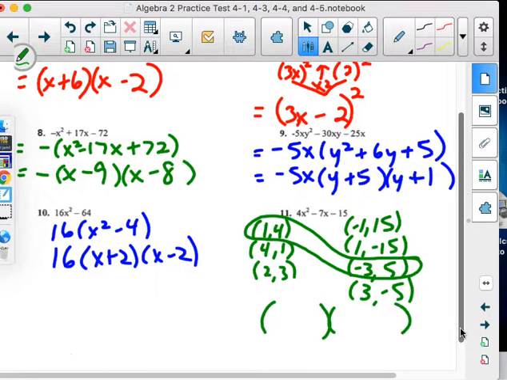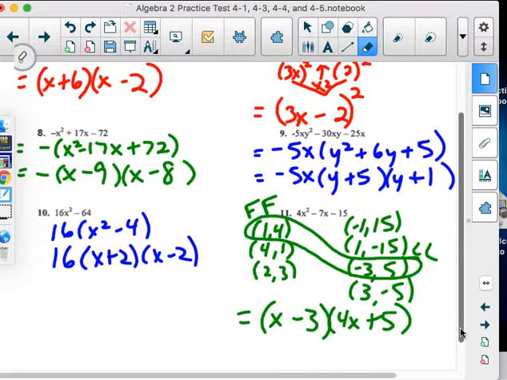So to factor this, this is front times front, so x and 4x. Last times last, negative 3 plus 5. And now all of these could be checked by doing FOIL. So you need to do FOIL on them. You need to get back to the original problem that you had. And that's a good way to check any of these factoring problems.